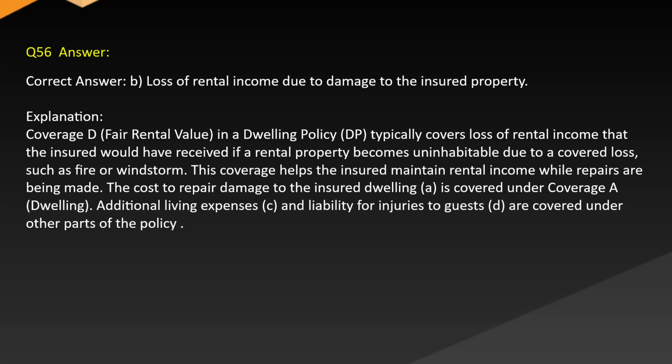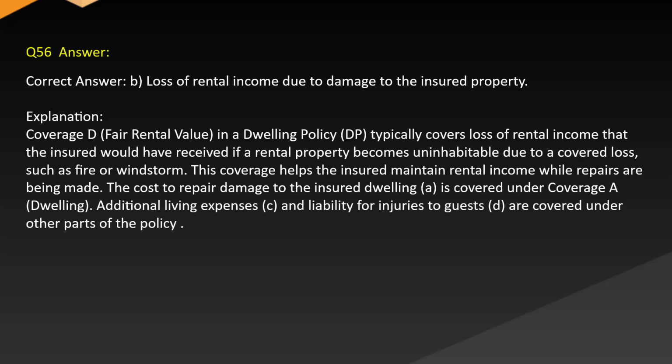Explanation. Coverage D, fair rental value, in a dwelling policy, DP, typically covers loss of rental income that the insured would have received if a rental property becomes uninhabitable due to a covered loss, such as fire or windstorm. This coverage helps the insured maintain rental income while repairs are being made.